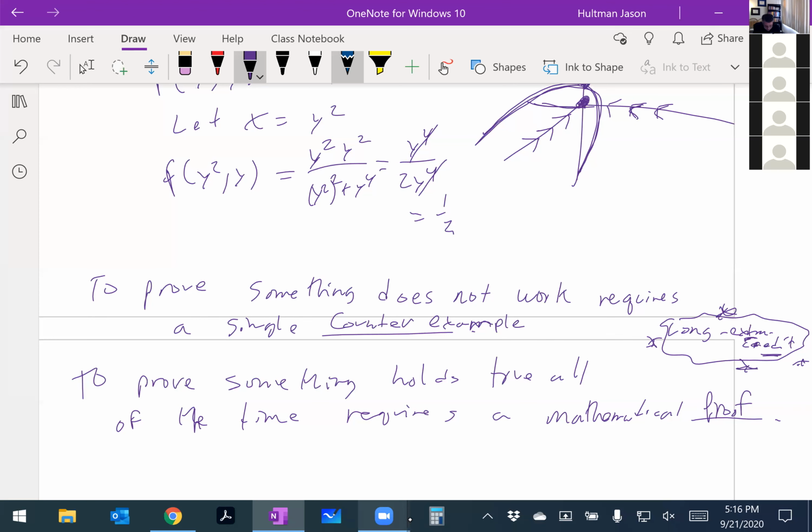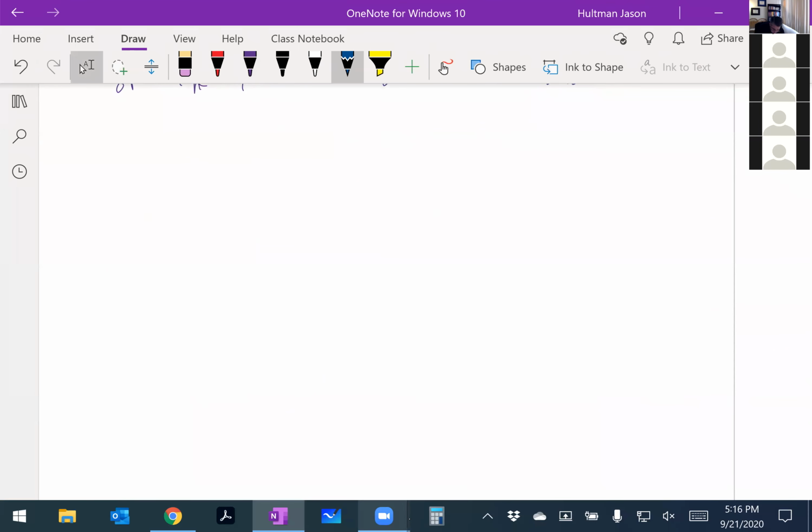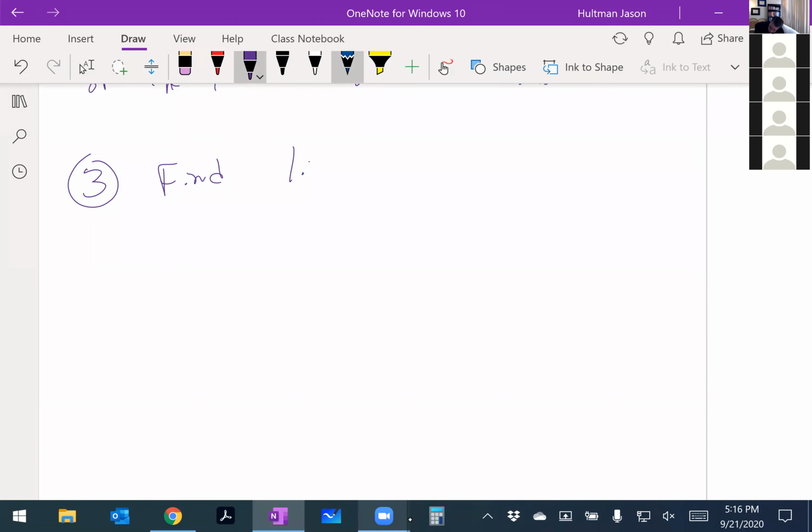So let's look at the next one here. Okay, number 3, find the limit as (x,y) goes to 0,0 of 3x squared y over x squared plus y squared, if it exists.